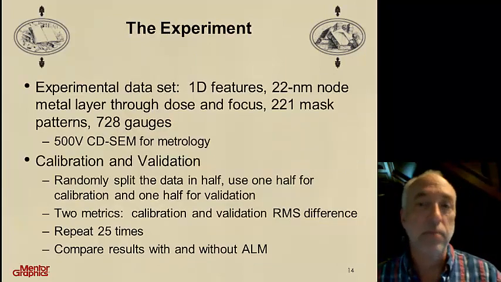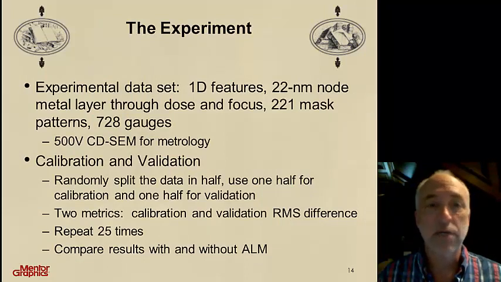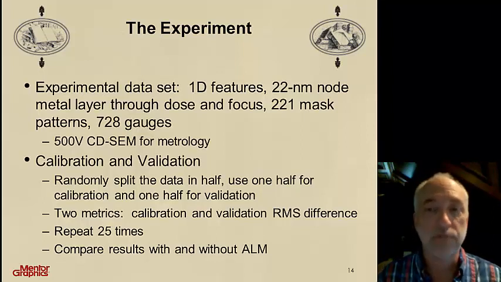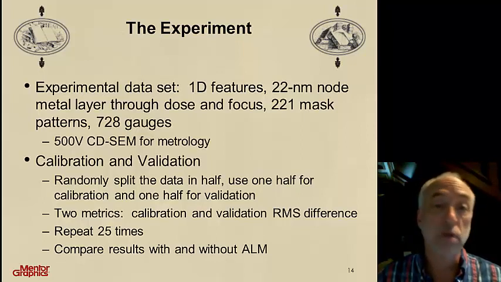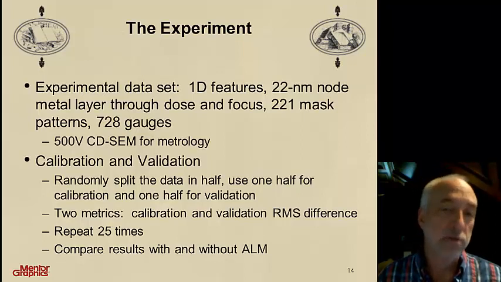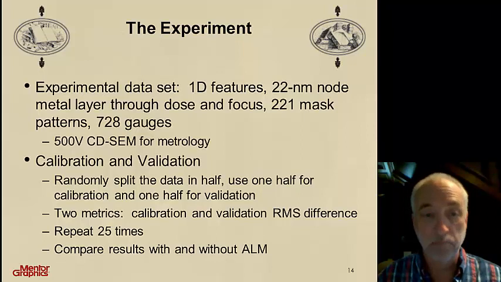So here's our experiment. We had a 22 nanometer node metal layer process with a set of 1D mask features. In fact, 221 mask patterns of different dimensions and pitches were used. We measured them at best focus and best exposure dose, but also some of those patterns we measured through focus and dose for a total of 728 measurements. Each one of these measurements we call a gauge, that is a different unique value of mask pattern, dose, and focus. They're all 1D patterns. They were all measured on a 500 volt CD-SEM for the metrology.